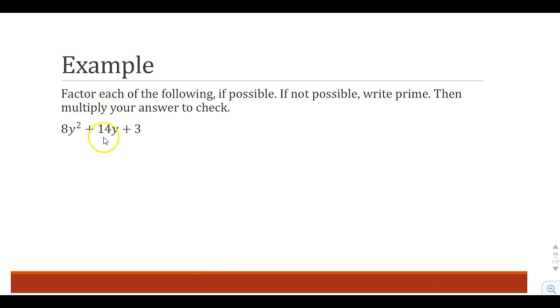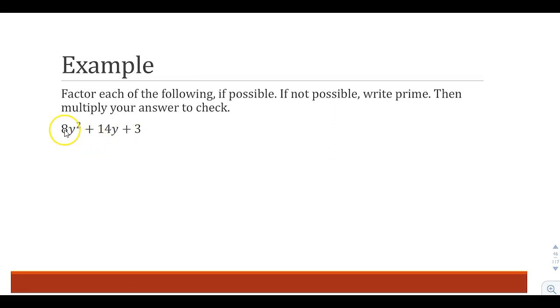So now let's go ahead and actually write it all out, work one all out. Factor each of the following if possible. If not possible, write prime, and multiply to check your answer. So we have 8y squared plus 14y plus 3.